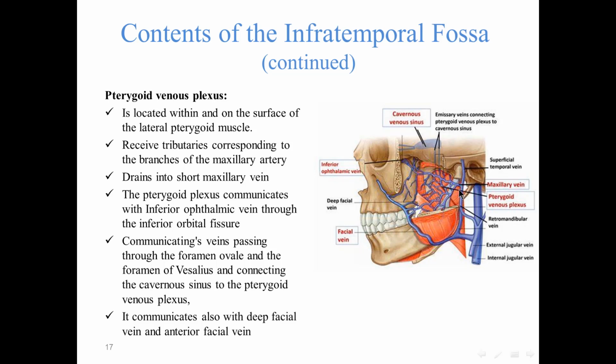This plexus finally drains into a short vein, the maxillary vein. The pterygoid plexus communicates with the inferior ophthalmic vein, and this plexus communicates with the cavernous venous sinus in the cranial cavity, and also communicates with the facial vein.